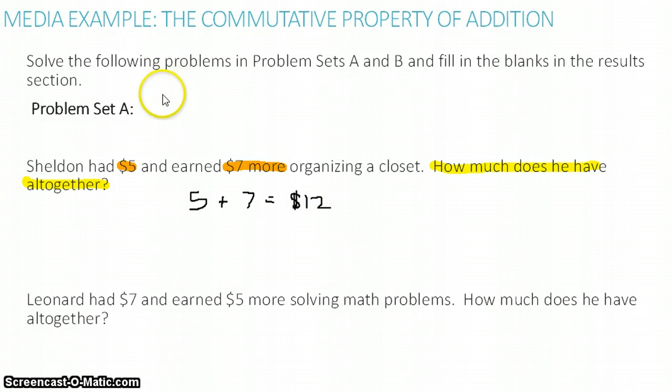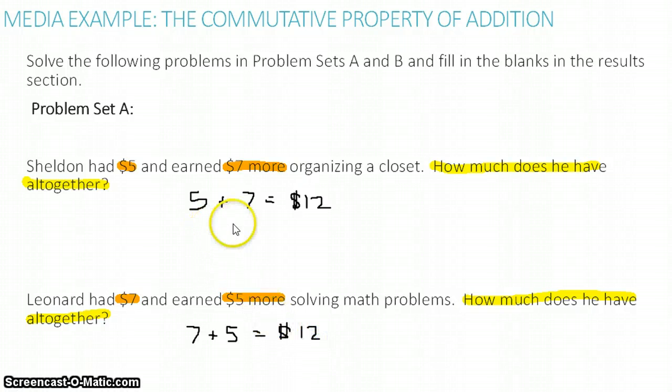Let's look at the next question. Leonard had $7 and earned $5 more solving math problems. How much does he have altogether? Well, in this problem, Leonard started with $7 and we add on 5 more dollars, and 7 plus 5 is $12.